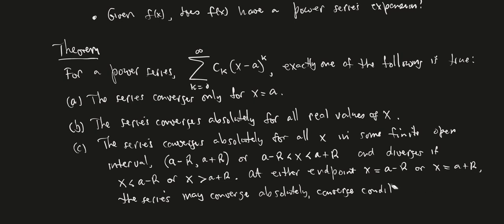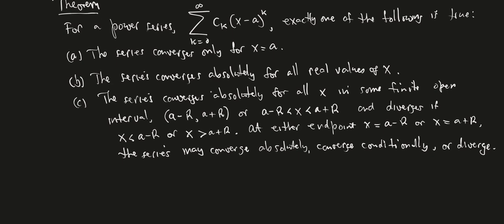So may converge absolutely, may converge conditionally, or diverge. So in other words, we don't know exactly what's going to happen at the endpoints. It could be any of our things that we've seen before in terms of absolute convergence, conditional convergence, or divergence. But this is, I guess you could say, the trinity of power series.